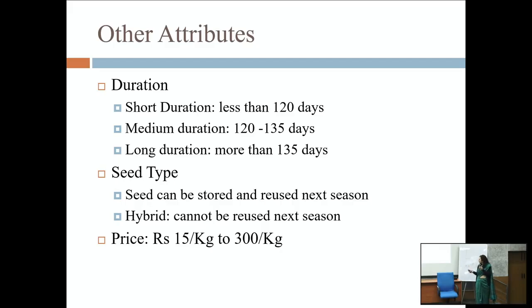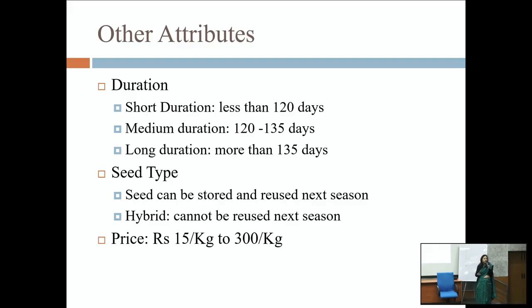Okay. Then I also include an attribute which I'm calling seed type, which can take 2 levels. One is that seed can be stored and reused next season. In traditional farming, what do farmers do? Whatever harvest they have, 10% of it or some percent of it, they'll store it and use it as seed next year, and the rest they'll sell in the market or consume.